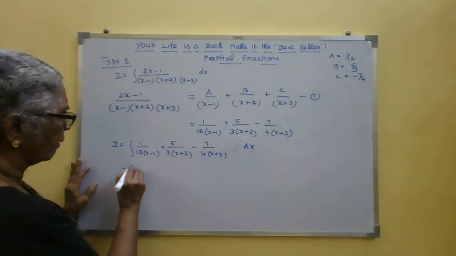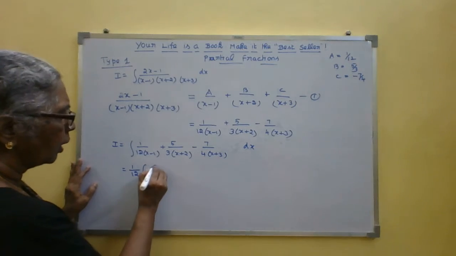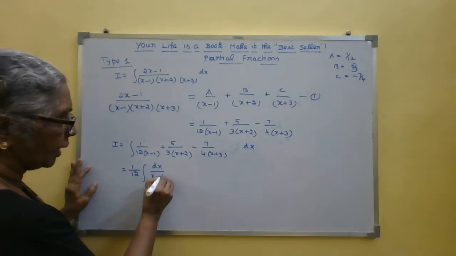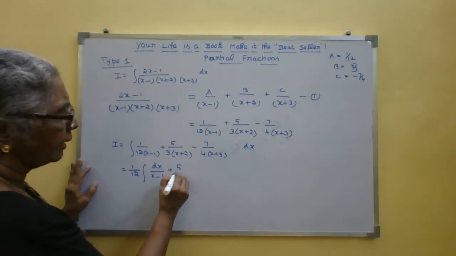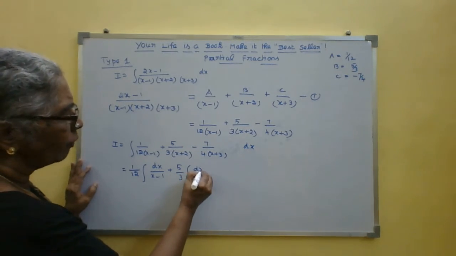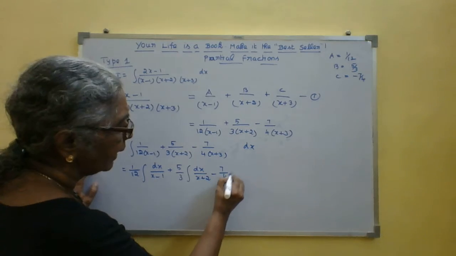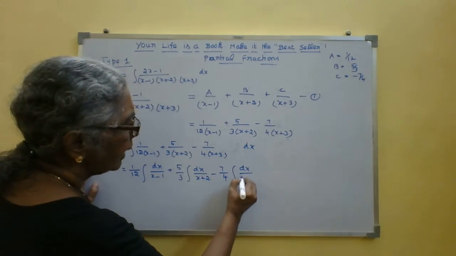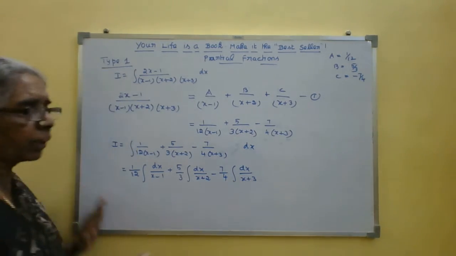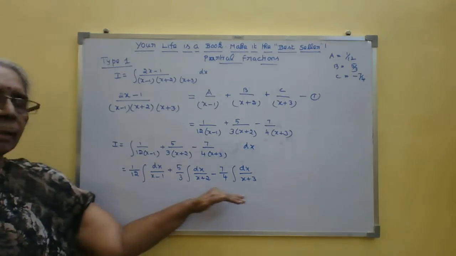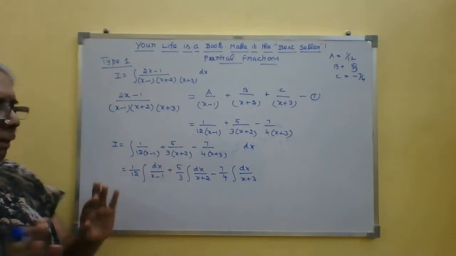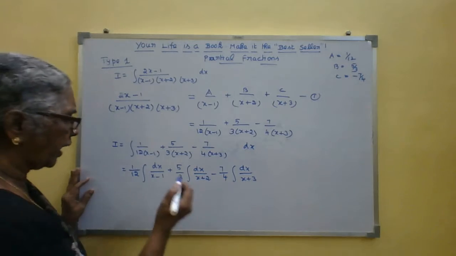So the first integral, you take 1 by 12 out, you will get dx by x minus 1. For the second integral, take 5 by 3 out, you will get dx by x plus 2. For the third one, take minus 7 by 4 out, dx by x plus 3. Okay, so now we have got 3 simple terms which you can integrate very easily using a straight formula.